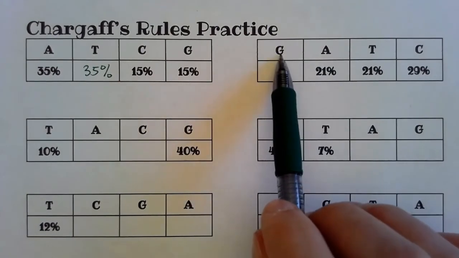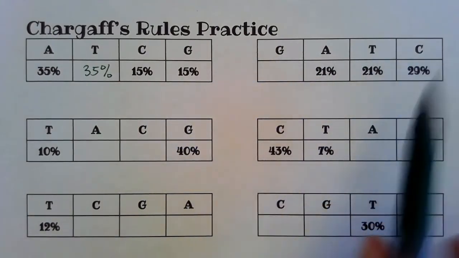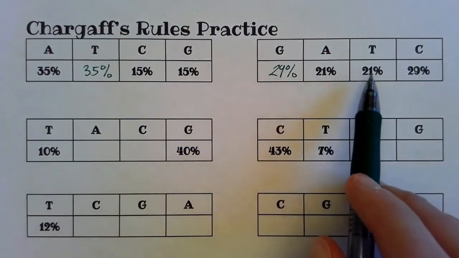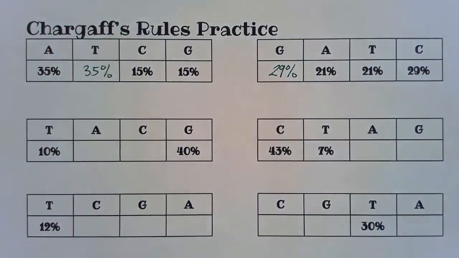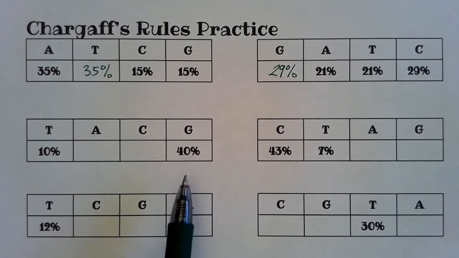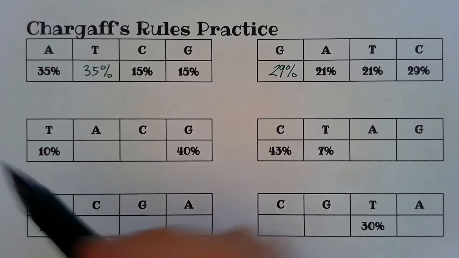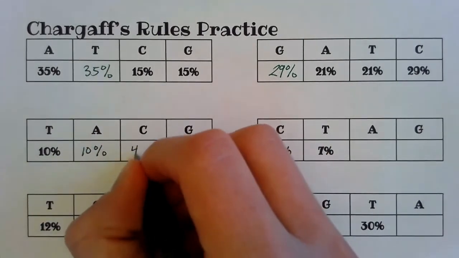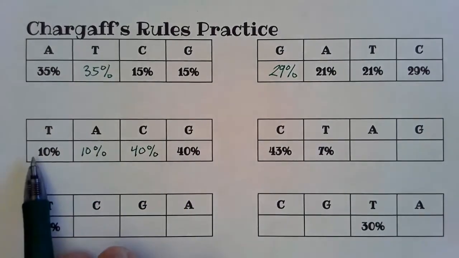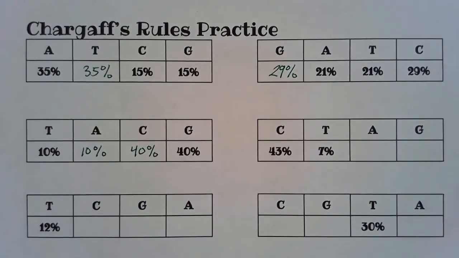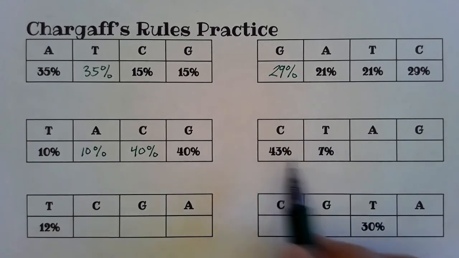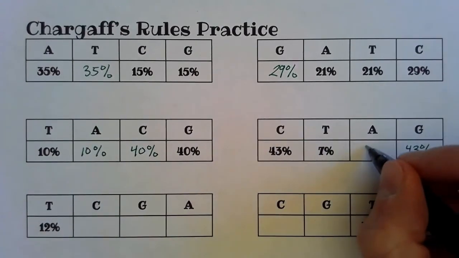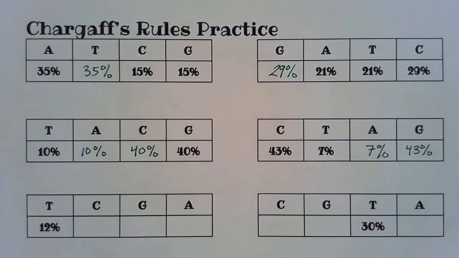Over here, we know guanine has to have the same percentage as cytosine. So that's 29%. You can do the math, and that works out. So that's good. These ones get a little bit more difficult, but not really. So T has to be the same as A, 10%. C has to be the same as G, 40%. 10 plus 10 plus 40 plus 40, hopefully still equals 100. Similar deal over here, C and G, so 43. And then A and T, 7%.